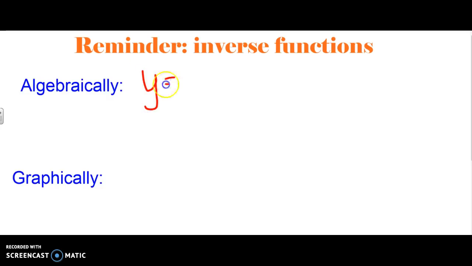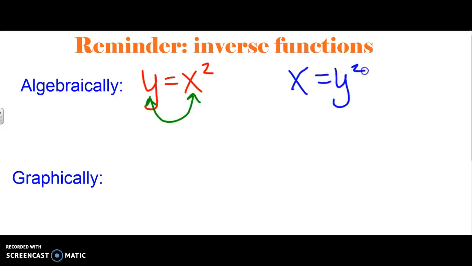Let's just look at y equals x squared. You might remember that one option you had to algebraically find the inverse of something was to literally just switch the x and y in the equation. So x equals y squared, and then solve that for y. So I'm going to take the square root of both sides, which is going to require the plus or minus symbol. And so that's what the inverse would look like, the square root of x and the negative square root of x.